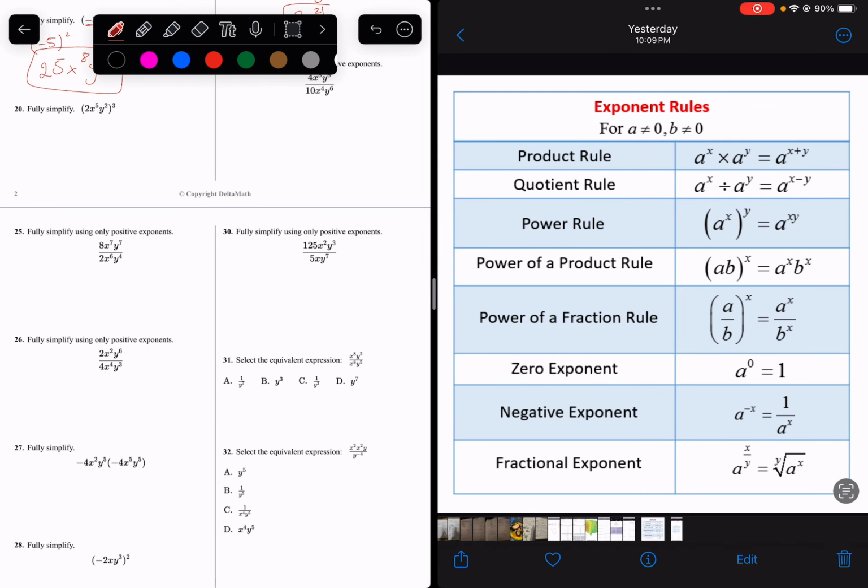Let's see. I'd like some more negative ones. All right, let's try this one out here.